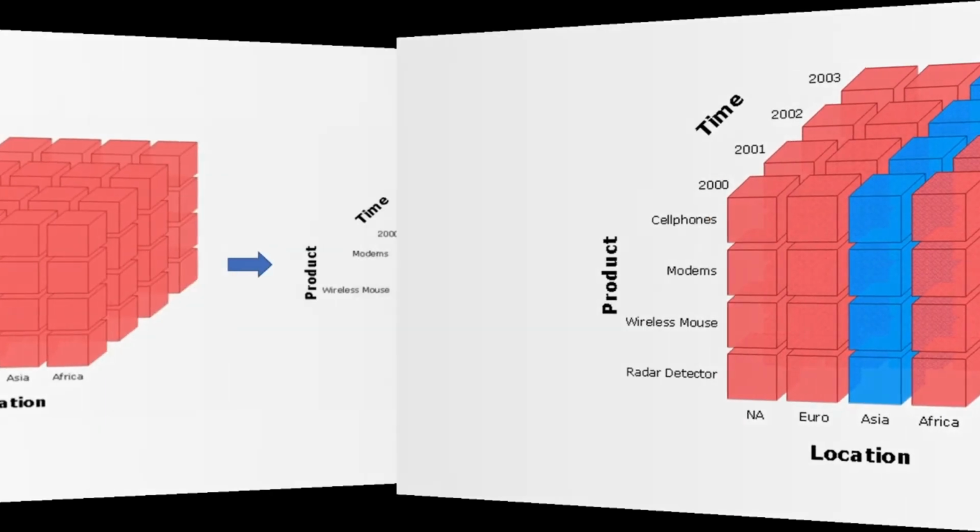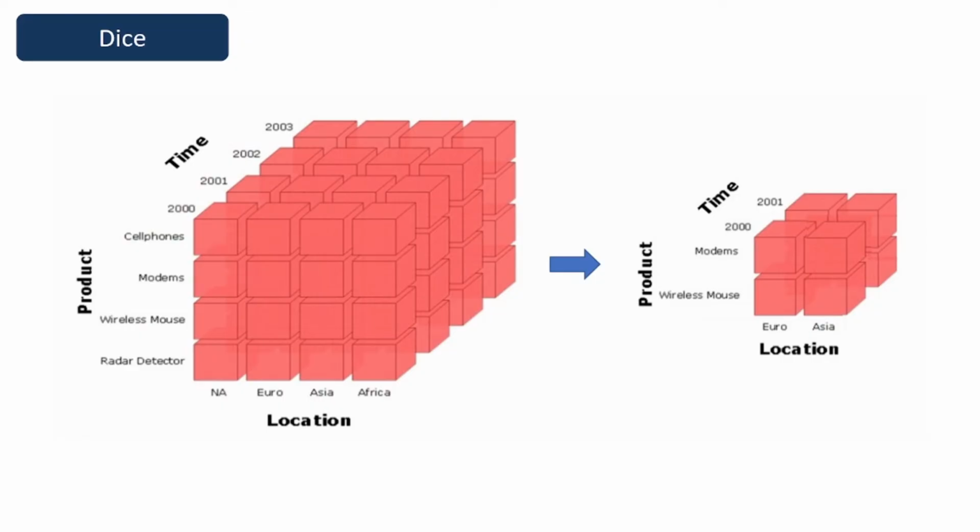Then there's dice, and no, not the kind you roll in a game. Dicing is like taking a chunk of the cube based on multiple filters. Imagine you want to look at sales for just modems and wireless mouse during the years 2000 and 2001, and only in Europe and Asia. You're picking specific values from multiple dimensions and forming a smaller cube with only that data. Super useful when you're comparing different combos.